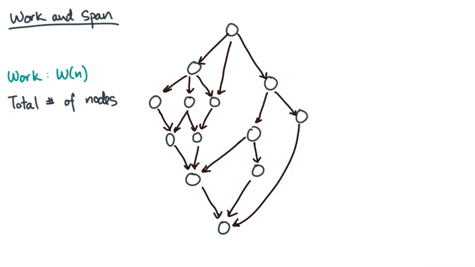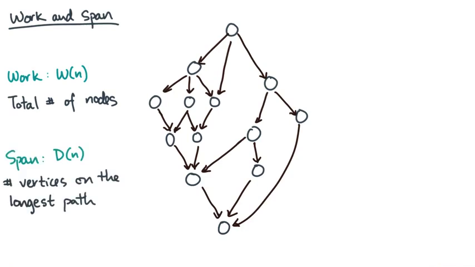The second thing I'll ask you about a DAG, always, is how long is the longest path through the DAG? This also has a special name. I'm going to call it the span. And I'm going to use the symbol d of n to represent the span. Now in this DAG, here is the longest path, which I've circled. And this path also has a special name. It's called the critical path.